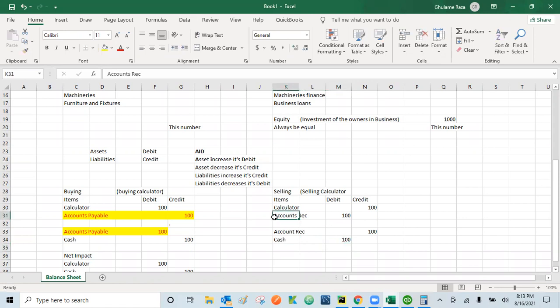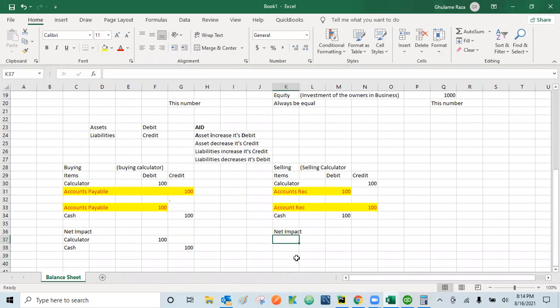What is the impact? This account receivable and this account receivable, you can see one time it's debit and one time it's credit. So it means they both nullify each other. They both are canceling. So once they cancel each other, what is the net impact? You sold the calculator for $100, you got the cash $100. So you can say cash debit, which is $100, and calculator credit, which is for $100. So now you can see your balance sheet will show that net impact as cash has increased and calculator's value is decreased.